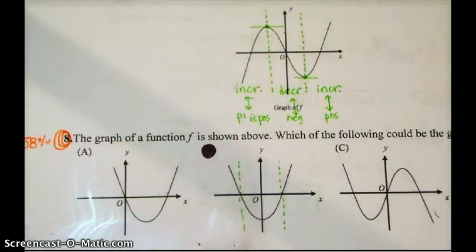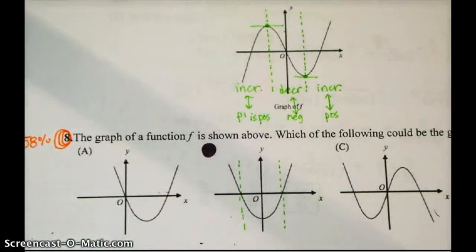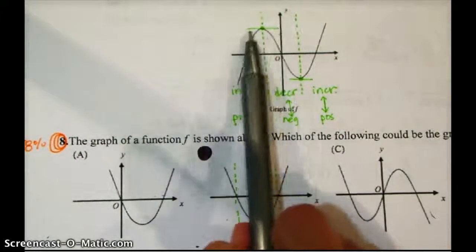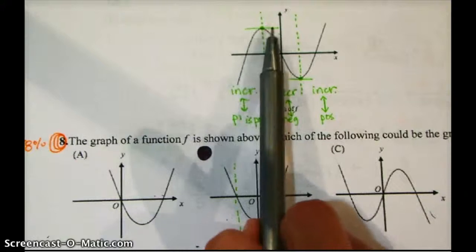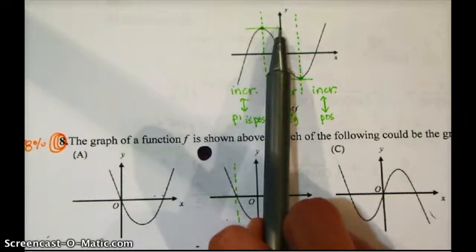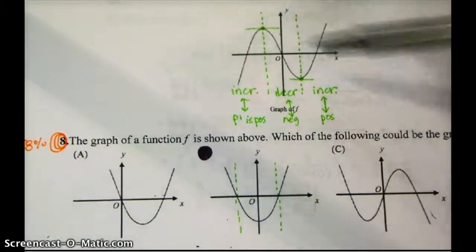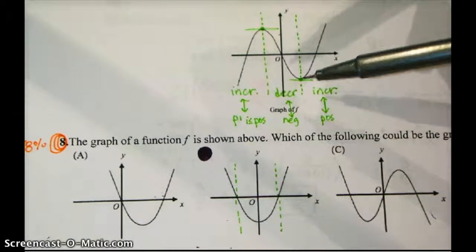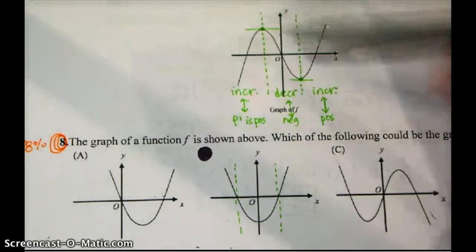Question number 8 was a little disappointing. A lot of people have forgotten this graph stuff, so let me just jog your memory. Anytime the original function has a horizontal tangent, a slope of 0, the derivative has to be 0 at this x value and this x value. So that should be your starting point. Basically, you're looking for a derivative function that has 2 intercepts.